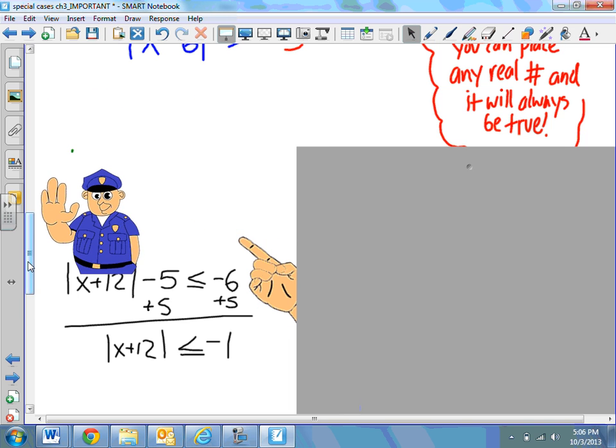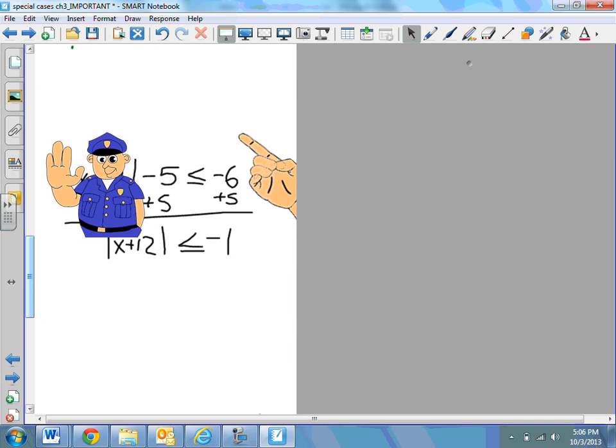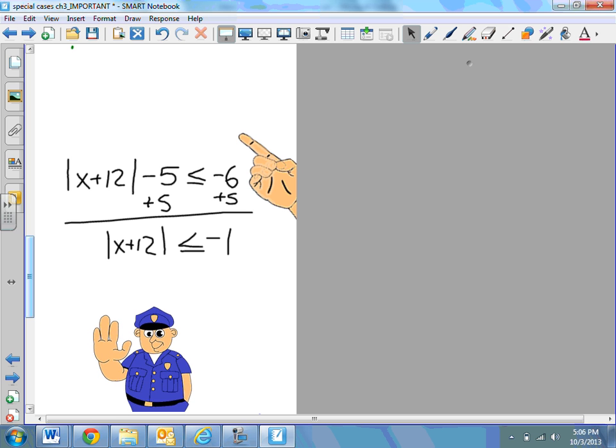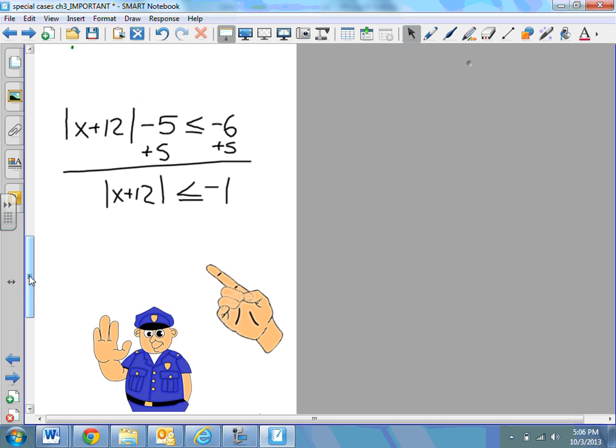Okay, moving on. I'm bringing, we'll call it Mr. Bob. Mr. Bob will be right here. Let's finish this one now. Let's look at this. Here I have to isolate this part. So to isolate it, I got to do +5, +5. And look what I end up with: absolute value of x plus 12 is less than or equal to a negative. That means it's saying that this is never going to be bigger than this.